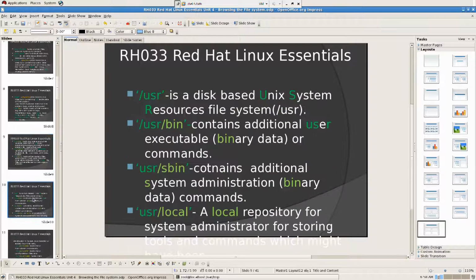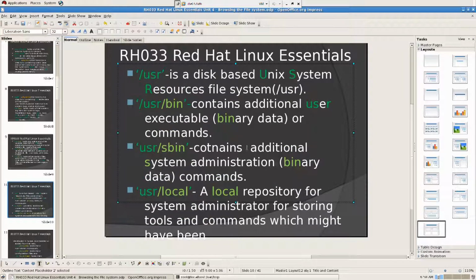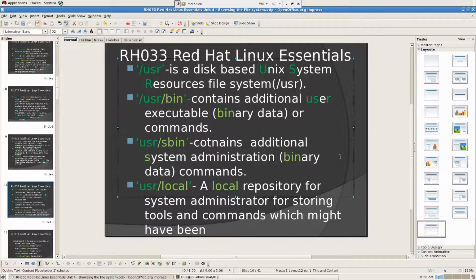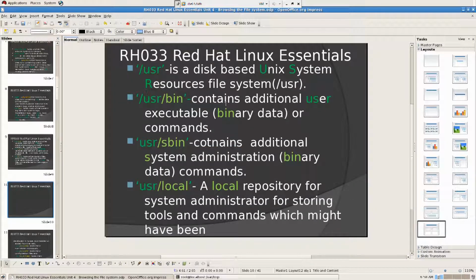Then we have, let's move it a little bit further, /usr. User, what user? Is it a user? No. Actually, I also thought, when I saw that /usr, that USR means user directory. No, it's not. It's a disk-based Unix System Resources file system.